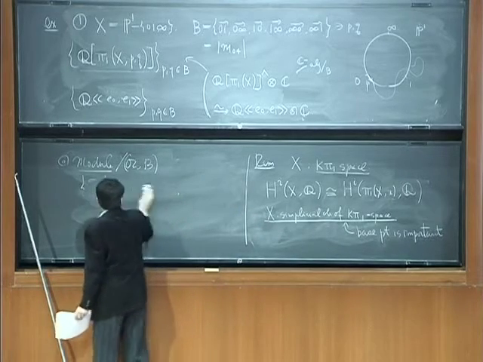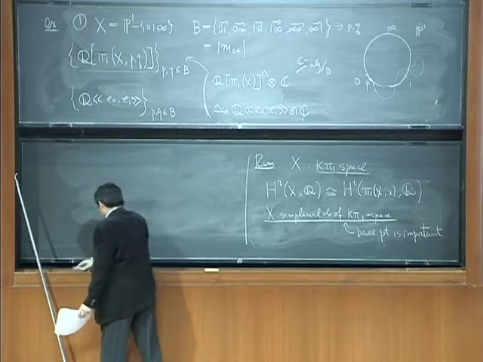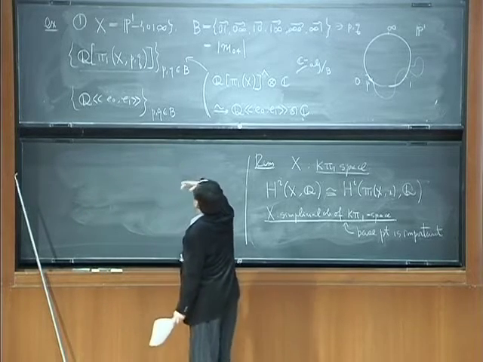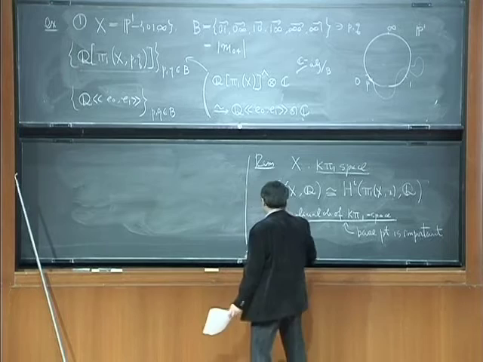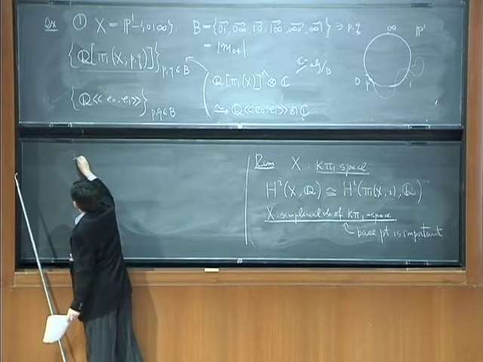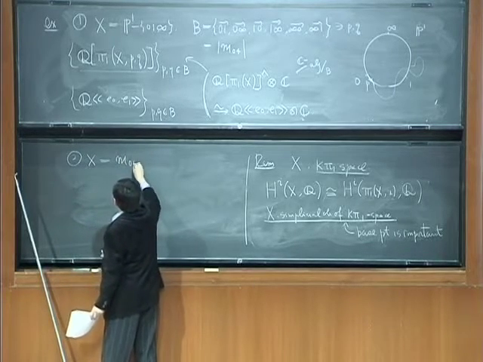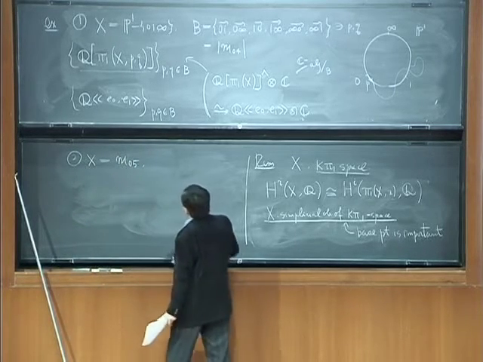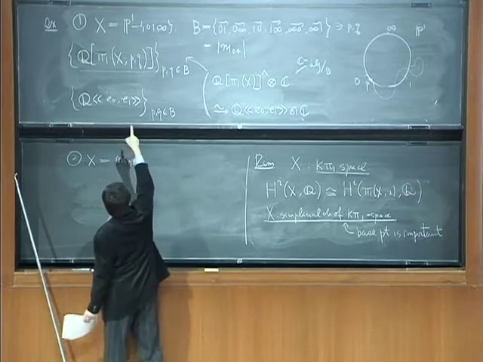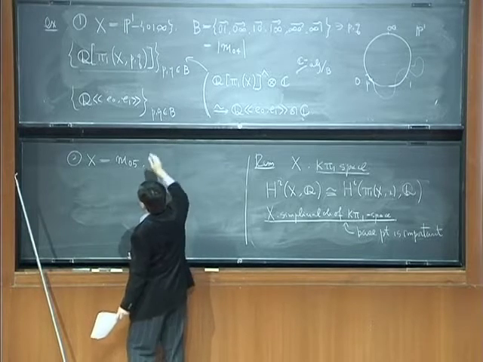The second important example is the fundamental group of M05. This is M0,5. P1 minus 0, 1, infinity is isomorphic to M04. And the next important example is X equal to M05. Then we can define the first one, called Betti realization, and this is called de Rham realization.